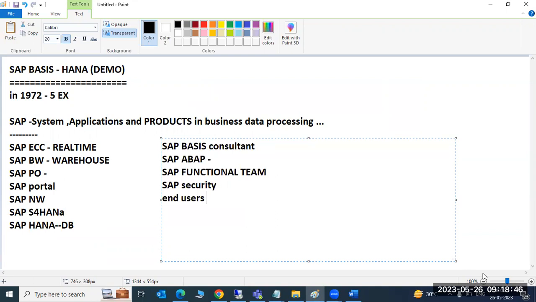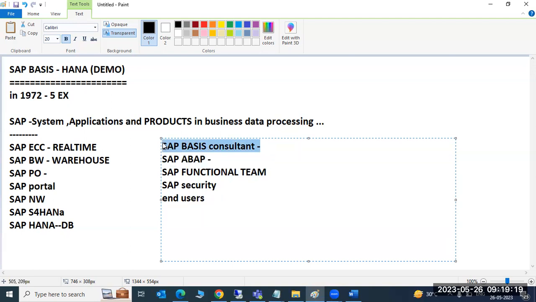So these all are basis consultants. We are the administrators in the team. We are the administrators of the company, because we will manage all SAP applications and products, stopping, starting. If the users, security, functional, or above teams have any issue, they will definitely contact the basis team for their day-to-day needs. Why? Because we are the main person in the team. So that is the reason we have huge demand in the market. The basis team is in huge demand.